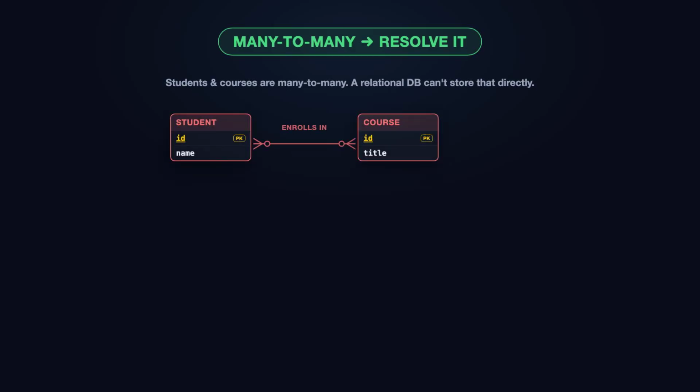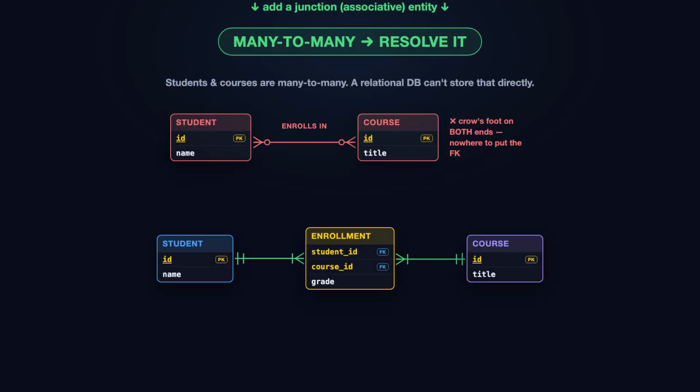Some relationships are many-to-many. A student can enroll in many courses, and a single course holds many students. Try to draw that with just the 2 boxes and you hit a wall. There is nowhere to put a foreign key, because neither side has one single partner to point at. A relational database simply cannot store a many-to-many relationship directly.